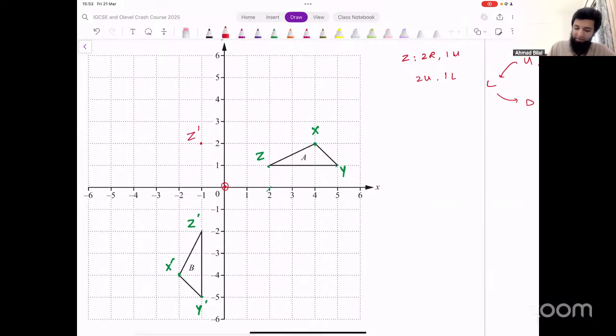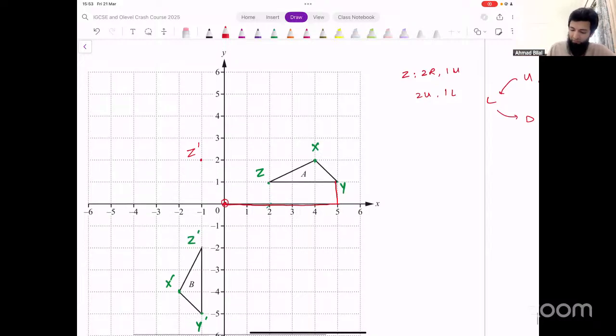Now, what about Y? Y is like this: 1, 2, 3, 4, 5. 5 units right and then 1 up. 5 right, 1 up. Now, when this red thing is rotated, what is that going to become? 5 up and 1 left. And that is your point Y prime. That's where it goes. Okay, so just rotate this thing 90 degrees anti-clockwise like this. And that gives you Y prime.